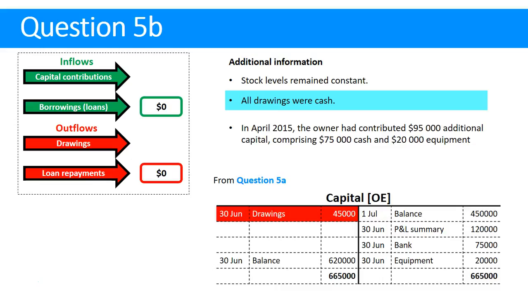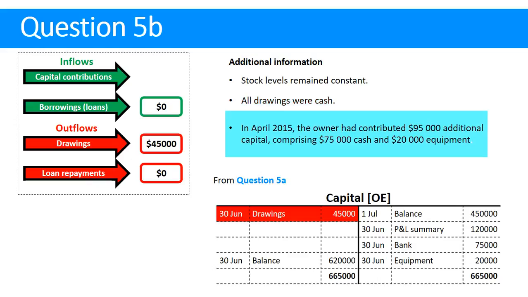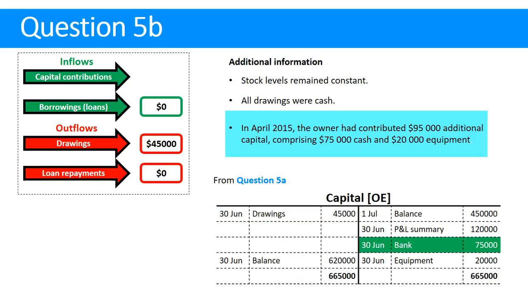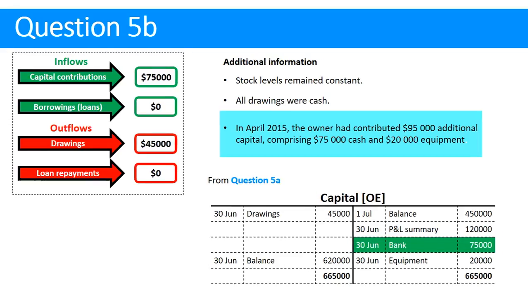So what we need to remember there is we need to follow forward our answers from earlier questions. So in question 5a we had to figure out a figure for drawings. Whatever figure you got, now we got 45,000, but whatever figure you had for that question, you're going to carry that forward and that will be your figure for drawings. Lastly, we have the owner contributing $95,000. However, because this is a cash flow statement, we don't care about the equipment. We just want to have the cash of $75,000. And now we have all the possible inflows and outflows from financing.